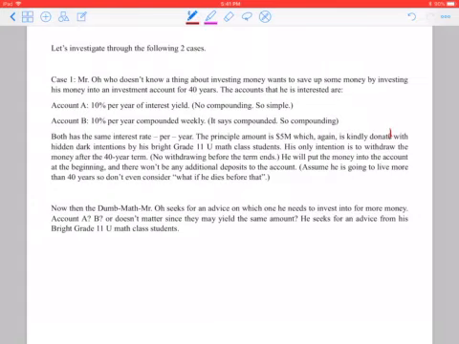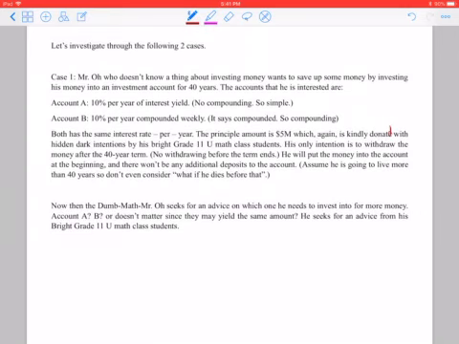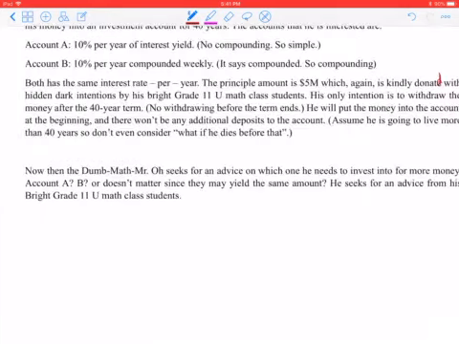I won't make any other additional deposits. I'll just put that $5 million into the account, and I'll just forget about it after. And then after 40 years, I become super rich. Now, assume he's going to live more than 40 years. Please don't say that I will die in 10 years, okay? I will live more than 40 years so that I will enjoy that money. So don't even consider what if he dies before that. I think I know who's going to say this, to be honest.